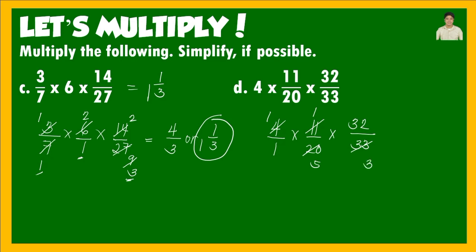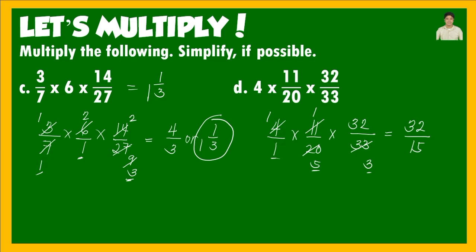Yung 32, tsaka 5, hindi sila divisible. Wala silang common factor, as well as yung 33 and 3. So, multiply na lang natin yung mga natira. So, 1 times 1 times 32, 32. 1 times 5, 5 times 3, 15. So, 32 over 15, that is an improper fraction.